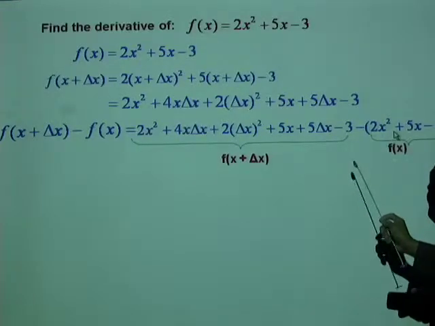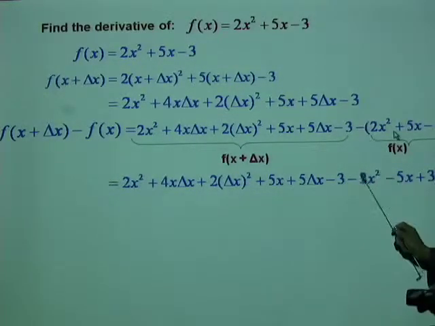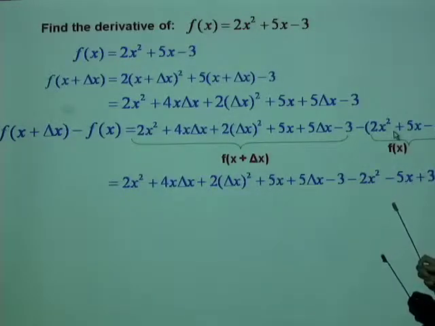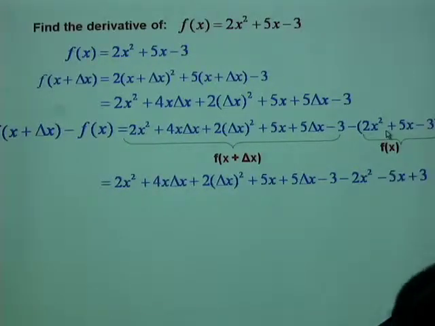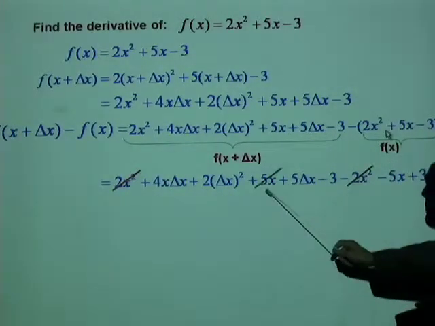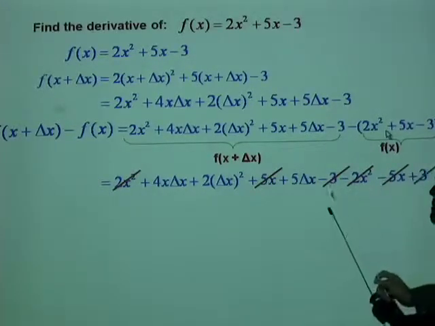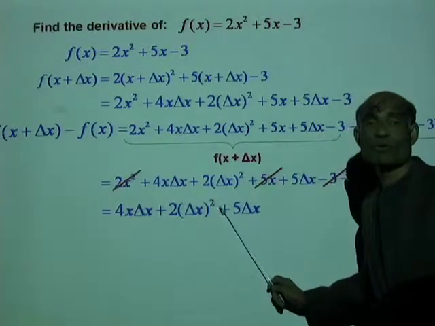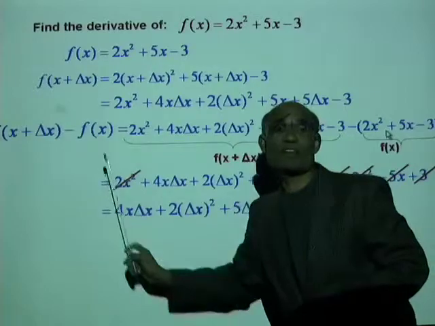And what will happen now? Well, distribute this negative sign. I have distributed that. Minus 2x squared minus 5x plus 3. And now simplify. If you notice, 2x squared minus 2x squared will go. Plus 5x minus 5x will go. Minus 3 plus 3 will go. You are left with 4x delta x plus 2 delta x all squared plus 5 delta x. And this is the change in the function value.